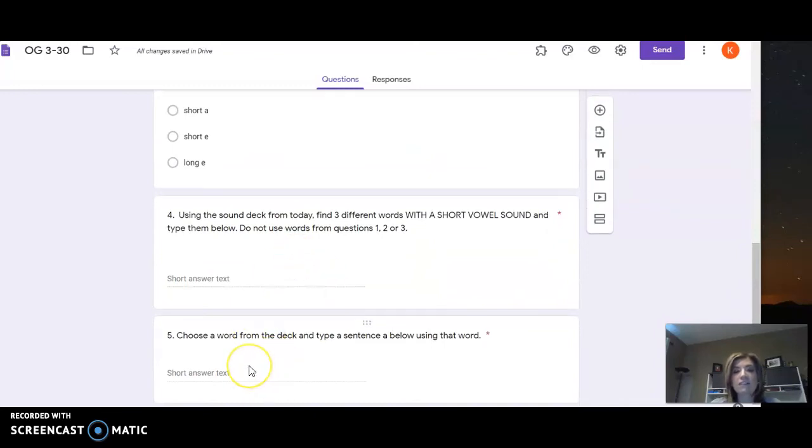And then number 5 just says you can pick any word from the deck today and type a sentence using that word. Writers, remember a capital letter and punctuation at the end. And since you have the sound deck right in front of you, it's important that you spell the words correctly.